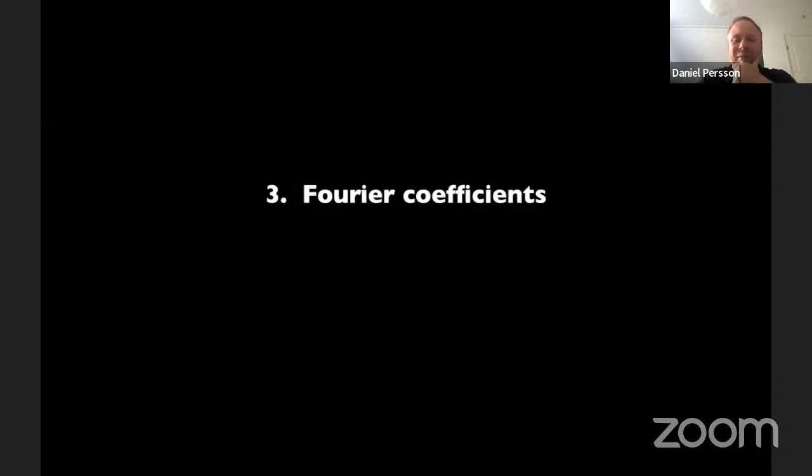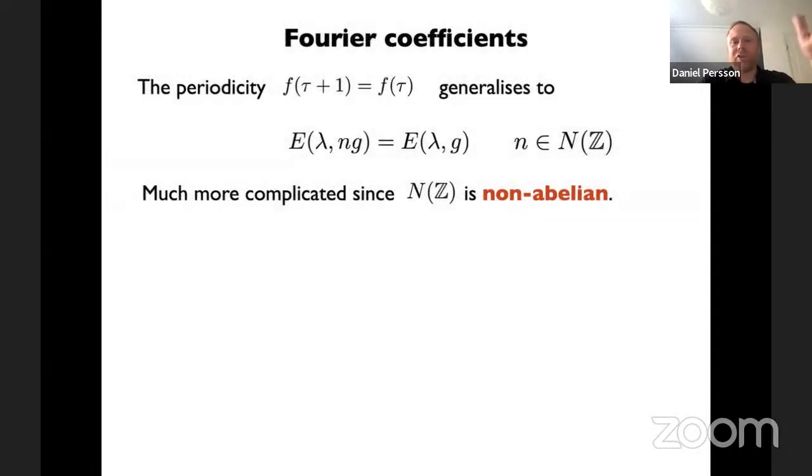Okay, so what do we mean by Fourier coefficients? Well, first of all, for SL2, I said we have functions of tau. Tau shifts by 1. That's a Fourier expansion. When we look at the general case of an Eisenstein series, this amounts to the possibility of shifting the group element by an arbitrary integer or arithmetic upper triangular group. So that shows that there must be something like a Fourier expansion, but it's much more complicated because this N of Z is non-abelian. It's not just a product of circles. So it's a non-abelian group.